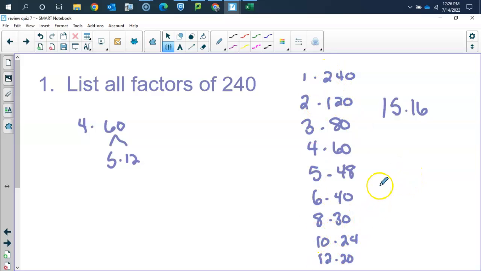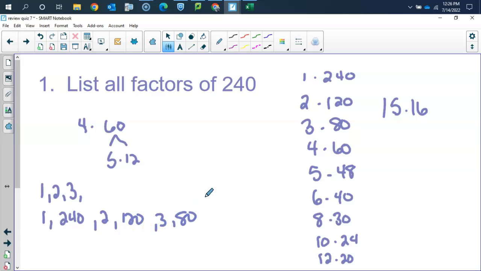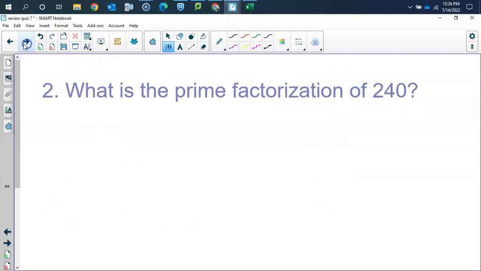So here are all my factors of 240. Now, you could have listed them 1, 2, 3, the whole list, or you could have done 1 and 240, 2 and 120, 3 and 80. I don't care which way you do it. Orderly is probably best. So 1, 2, 3, 4, 5, 6, 8, 10, 12, 15, 16, 20, 24, etc.